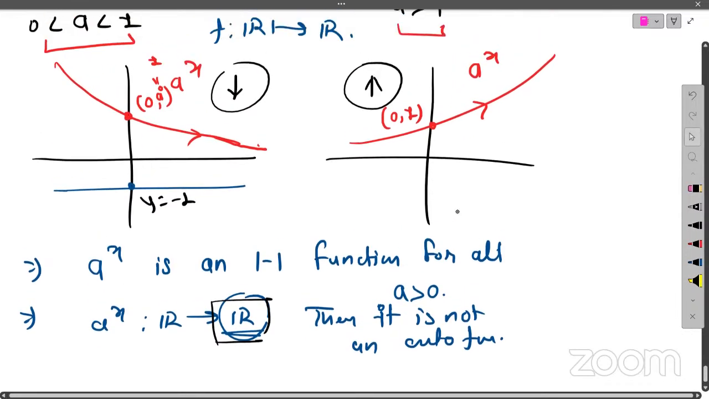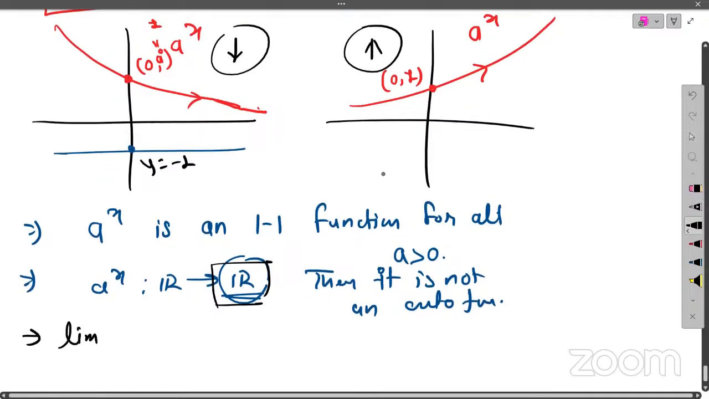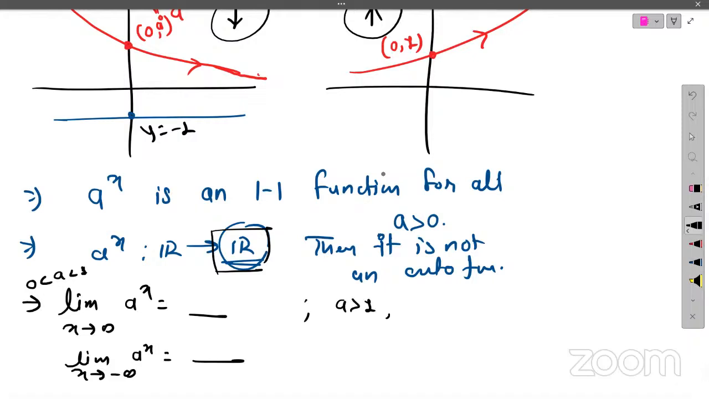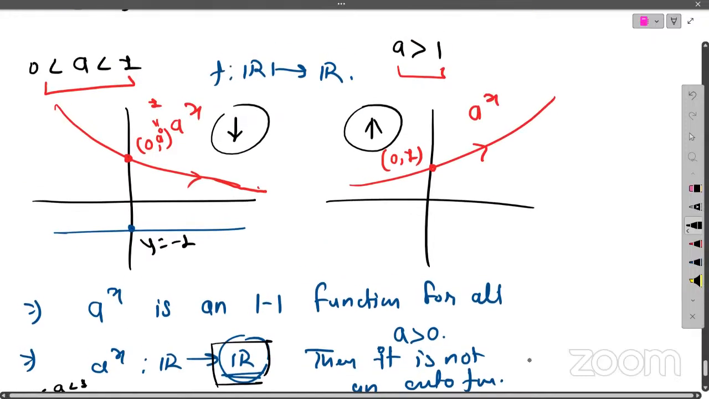Now let's talk about the end behavior of the function. Suppose in this scenario 0 is less than a is less than 1, then the limit as x goes to infinity of a to the power x will be equal to what? Infinity and 0. Here it is 0, and here infinity, and then here we have 0, because that's kind of obvious, right?